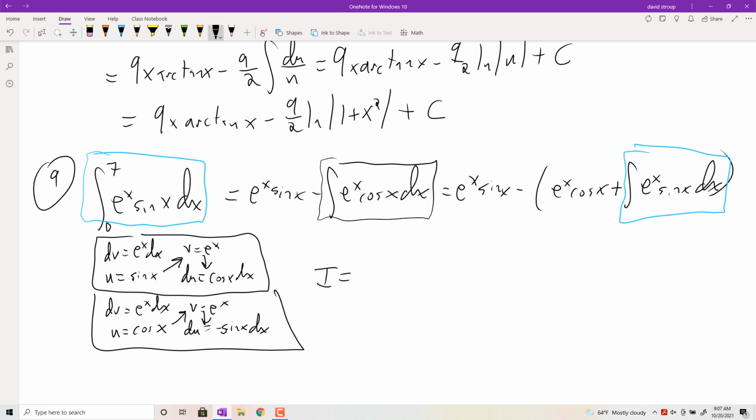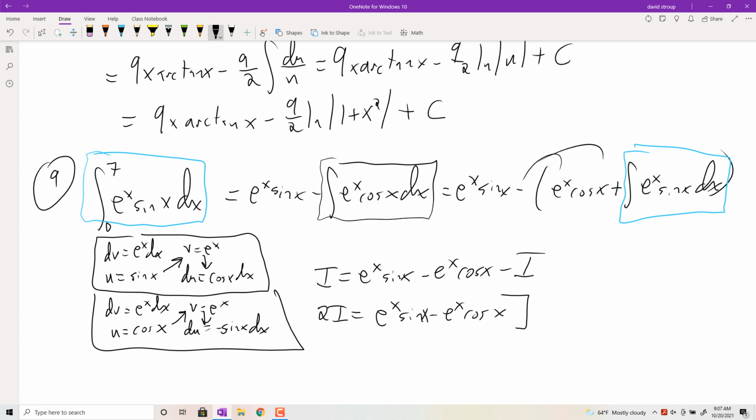So I have I equals e to the x sine x. Let me distribute this negative through. Minus e to the x cosine x minus I. Add I to both sides, you get 2I equals e to the x sine x minus e to the x cosine x. I've got to remind myself to evaluate eventually. Divide by 2, and you just get e to the x sine x minus e to the x cosine x all over 2. And I need to evaluate this from 0 to 7.